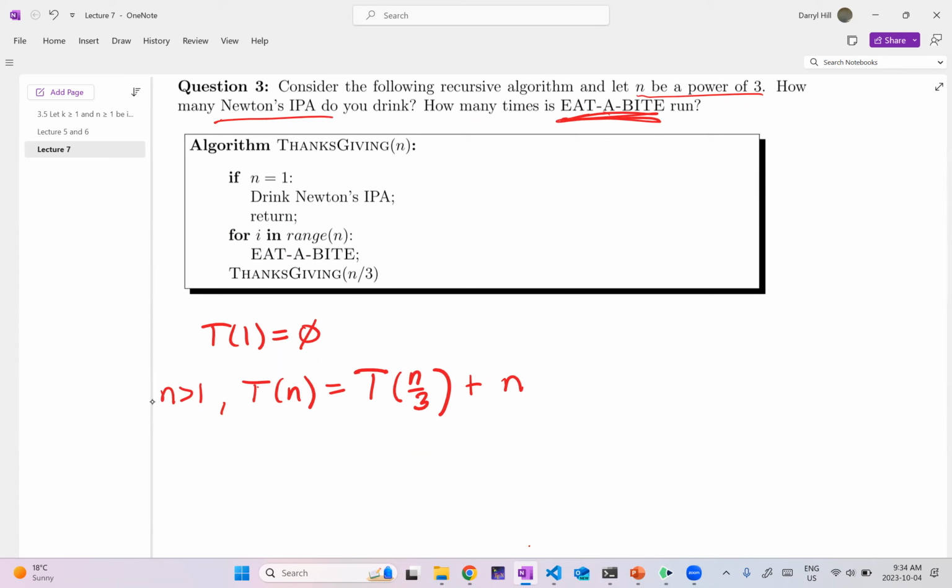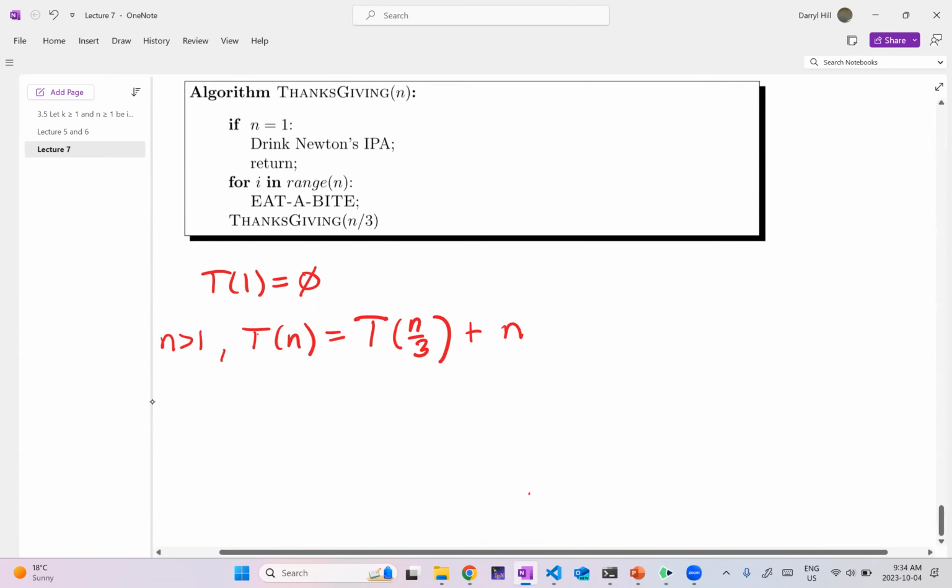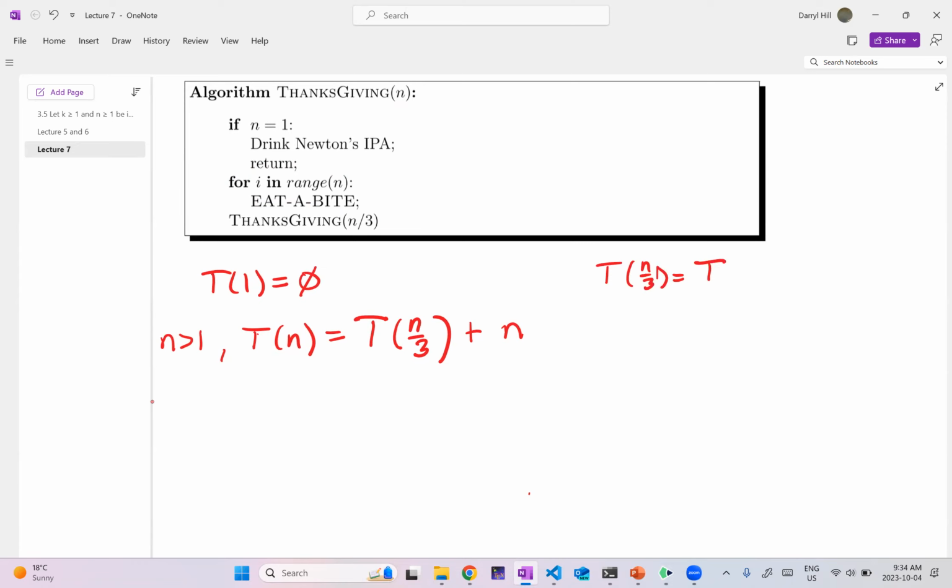Okay, so let's expand this a little bit. I know T of n over 3 is equal to T of n over 3 divided by 3, which is n over 3 squared, plus n over 3. I'm simply plugging n over 3 in everywhere I see n in my original equation. So I can rewrite this as T of n over 3 squared plus n over 3 plus n.